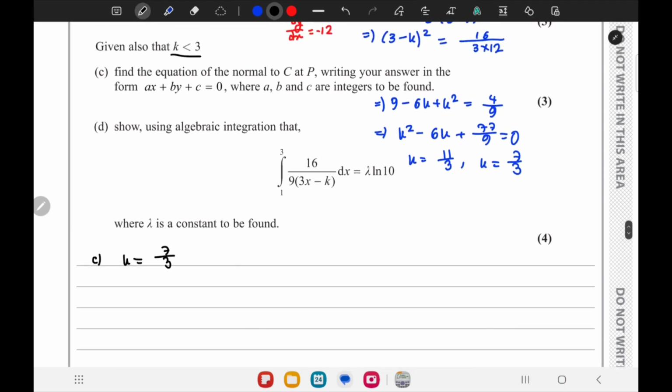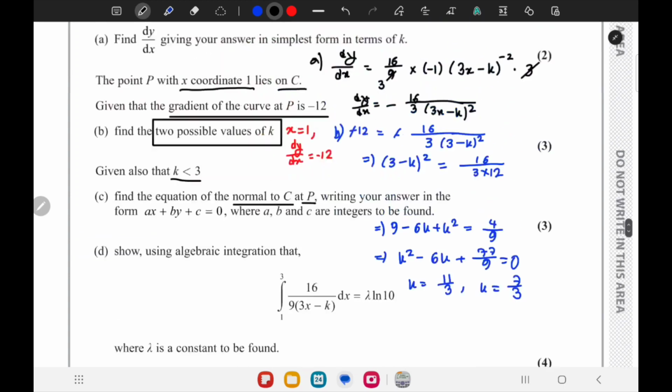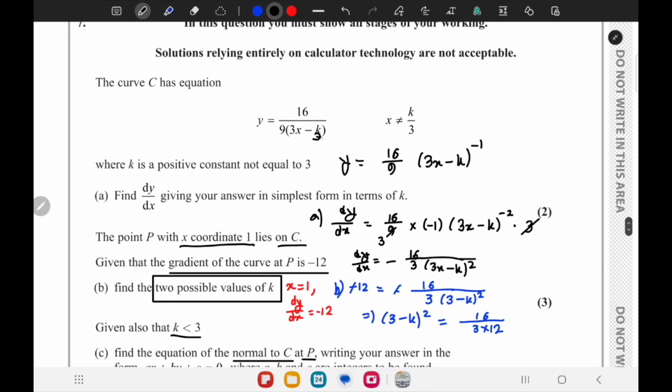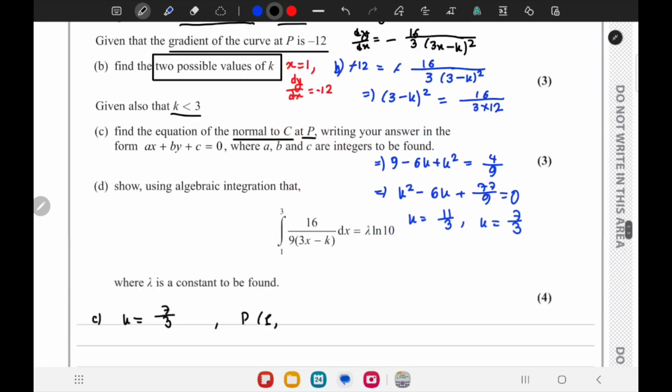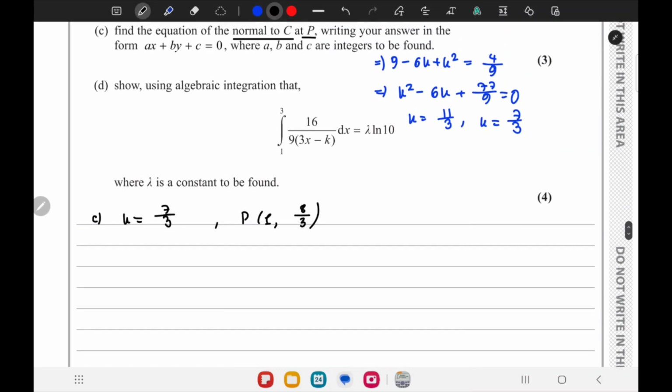We have to find the normal to the curve C at point P. So P is (1, ...). Now we can find the value of y. So k is 7 by 3, and the value of y will be 16 divided by 9 times (3 minus 7 by 3), so we'll get 8 by 3. This is P. At this point the gradient would be, as we are already given, minus 12.